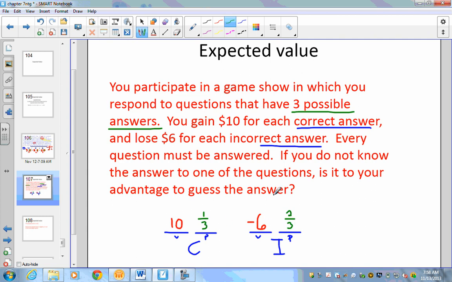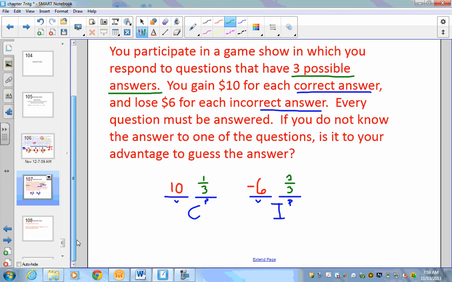Now, once again, check to make sure your probabilities add up to one whole, and it does. So what I'm going to do now is multiply, and then add what I have. Since I wrote this a little high, I'm going to bring this down. So 10 times a third gives me 3.33. Negative 6 times 2/3 is negative 4. So I'm going to take these two answers and add them together, so I get negative 0.67.